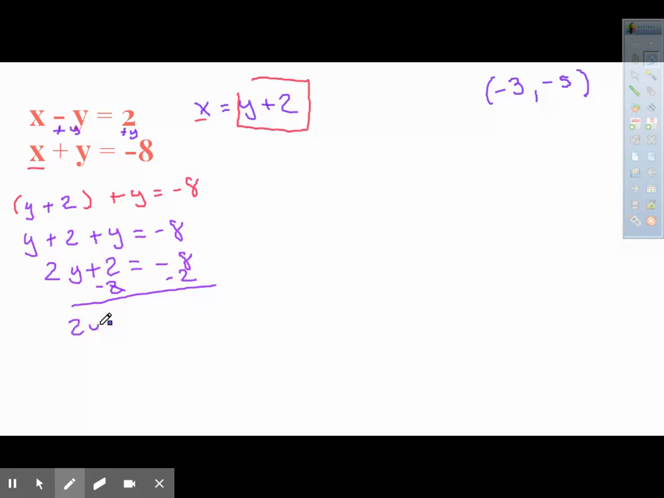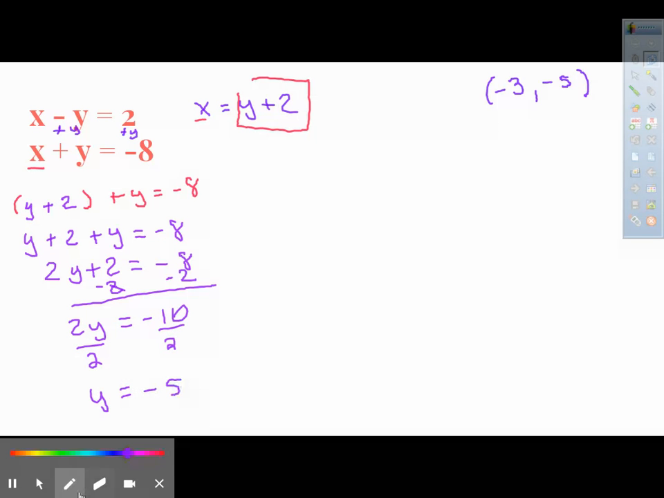Okay, so you get 2y equals -10. Parker, what would be my next step? Divide -10 divided by 2. Perfect, so I get y equals -5. So it looks like your y is correct. Awesome. All right, so my question, what is my next step, Cheyenne?